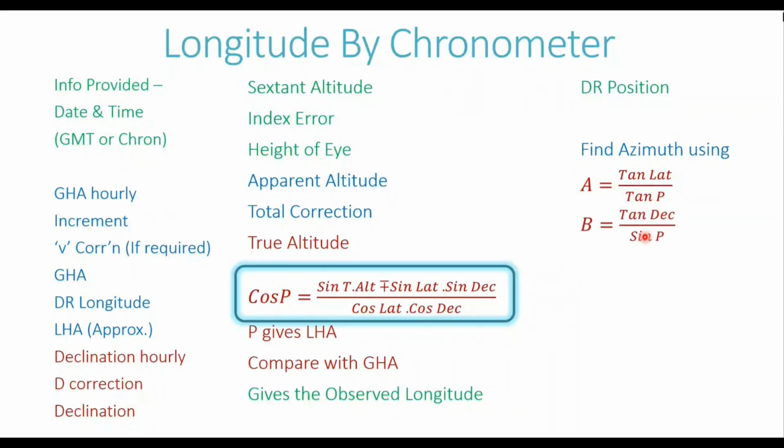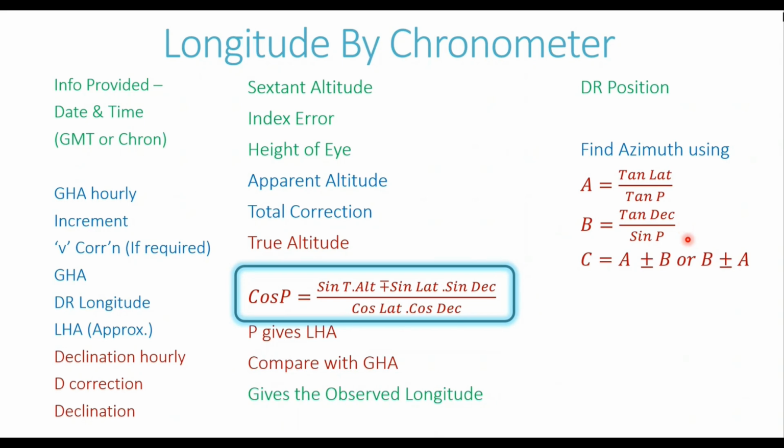After A, we obtain the value of B. B is equal to tan declination upon sine of P. Declination is known to us, and the value of P is also known to us, as we have calculated P using the formula. Same way for A, the latitude used is the TR latitude, which is available in these questions, and the value of P is obtained from the formula. B, once calculated, is named same as declination.